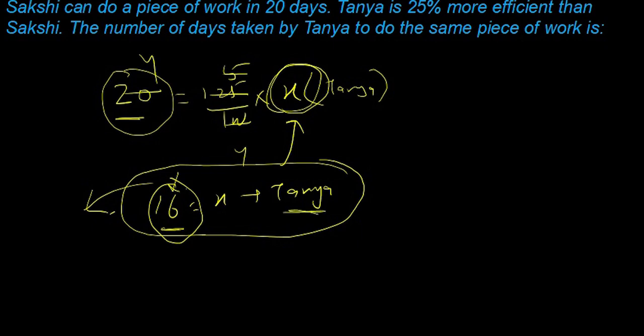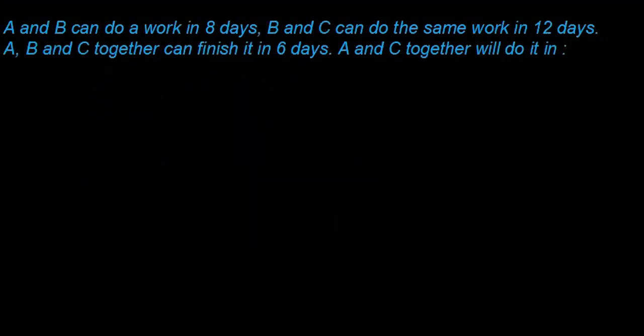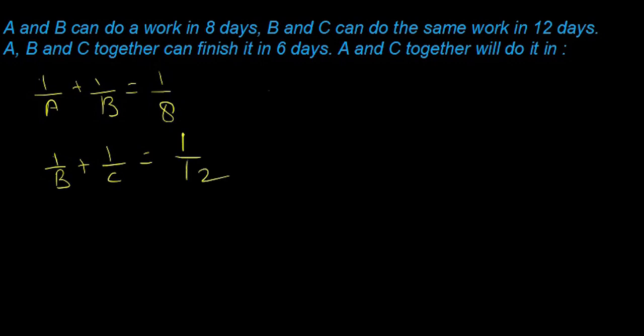Okay, let's come to the next problem. B can do a work in 8 days. B and C can do the same work in 12 days. A, B, C together can finish it in 6 days. I think this is more of an equation problem. So let's write down the equations: 1 upon A plus 1 upon B is equal to 1 upon 8, and 1 upon B plus 1 upon C is given as 1 upon 12, and 1 upon A plus 1 upon B plus 1 upon C is equal to 1 by 6.